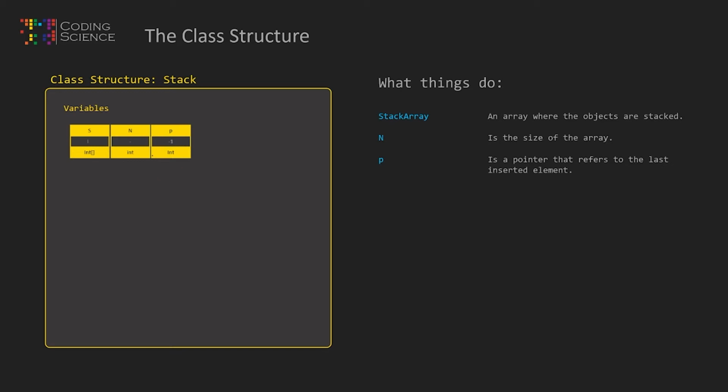The pointer is also an integer. Both of them are integers. And this pointer will keep track of which element in the stack is the latest element inserted. So this one will be moving up and down depending on whether you push things or pop things. And we'll take a look at this closer later.